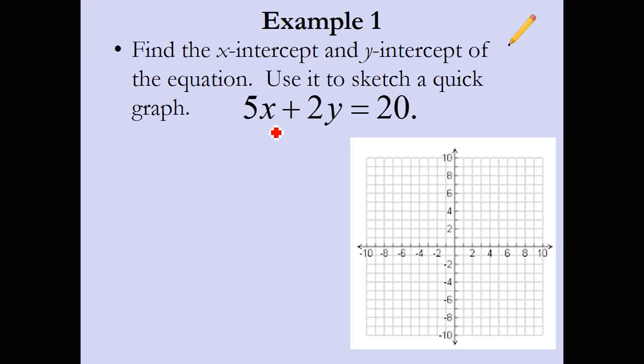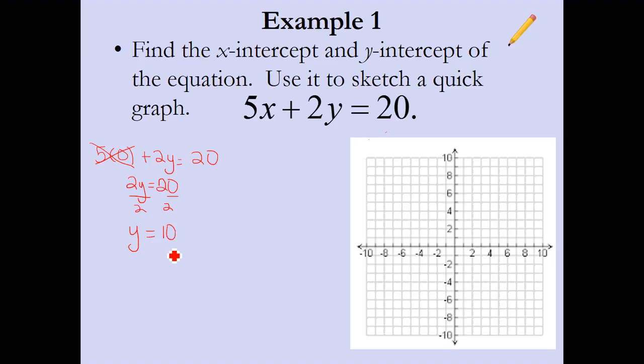So when you graph using x and y intercepts, we want to do what those directions say and plug in zeros. Substitute zeros, but only one at a time. So for example, here in this equation, I might plug a 0 in where the x is. So it becomes 5 times 0 plus 2y equals 20. Now 5 times 0 is just 0, so there's really nothing there. And I end up with 2y equals 20. I can solve for y. I get y equals 10.